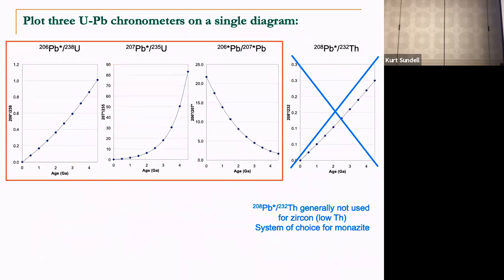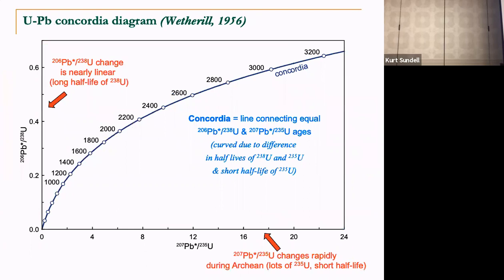Okay, so we're going to kind of forget this guy. I've mentioned this a few times. This isn't going to be particularly useful, the thorium-232 to lead-208 ratio. That's not going to be particularly useful for zircon. So we're going to turn back to those three chronometers that we've talked about a lot before: the uranium-238 to lead-206, uranium-235 to lead-207, and the lead-206 to lead-207. And we're going to try to plot all three of these on the same diagram.